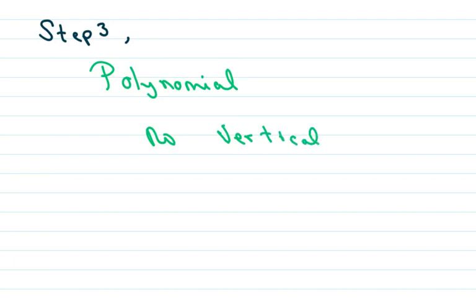Now step 3 is we're going to check for asymptotes. Since it's a polynomial, we're not dividing. It means the domain is all real numbers, so there are no vertical asymptotes. You only get these with rationals, where you can't divide by 0.